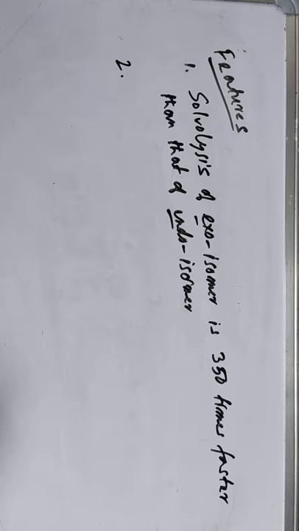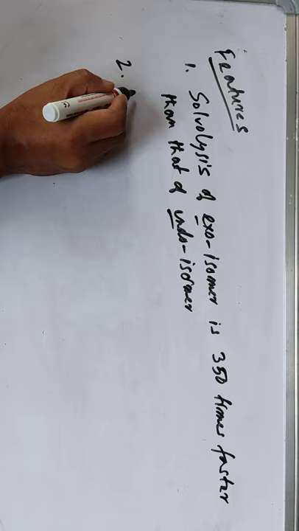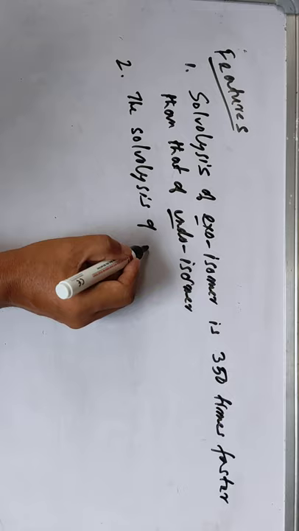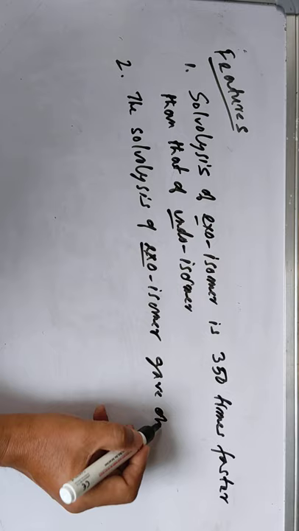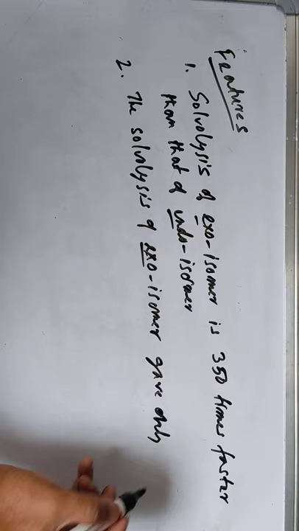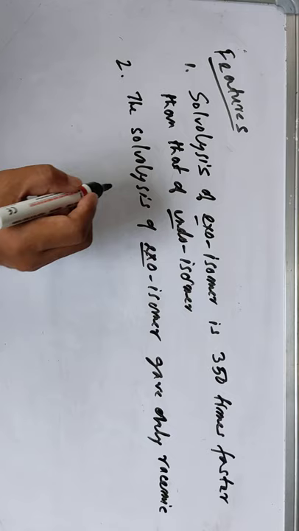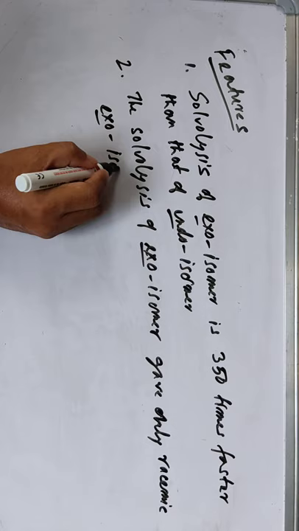And the second one is also that the solvolysis of the optically active exo isomer gives only racemic mixtures. So here, I write the solvolysis of the exo isomer, that I have shown in the example in the earlier one, gives only a racemic mixture, only racemic. Okay, only one product. Then the exo will give exo product. So which can be explained?